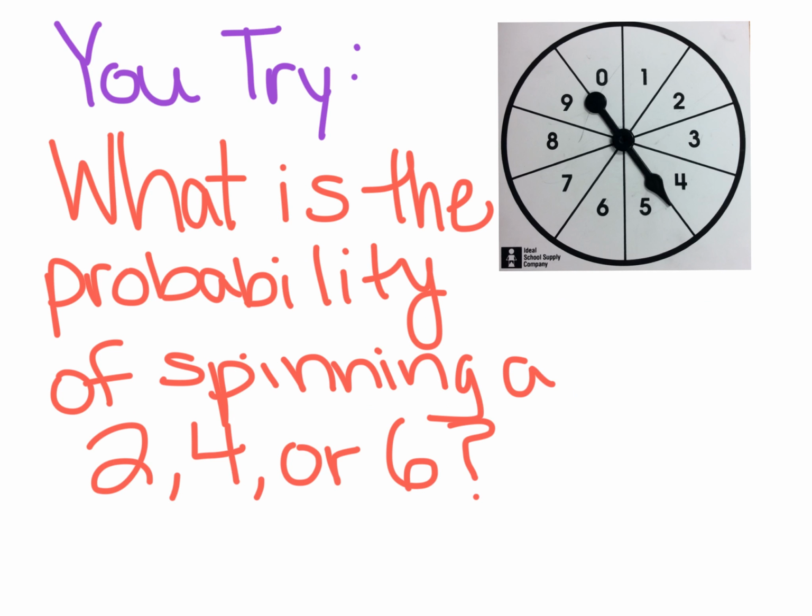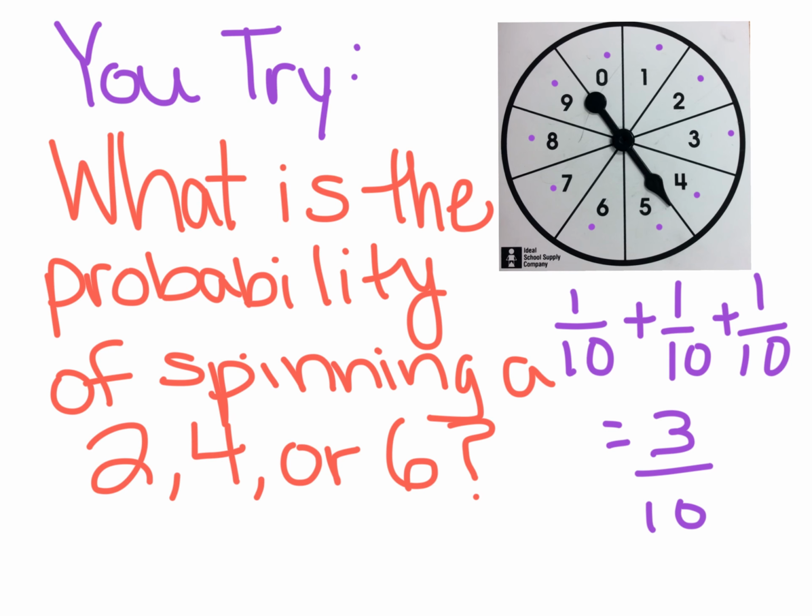All right, here's another example for you to try. What is the probability of spinning a 2, 4, or 6 on the spinner? Please pause the video and try on your own. Okay, you should have gotten 1/10 a probability for each of those numbers, 2, 4, and 6, and together that is 3/10 a chance of happening.